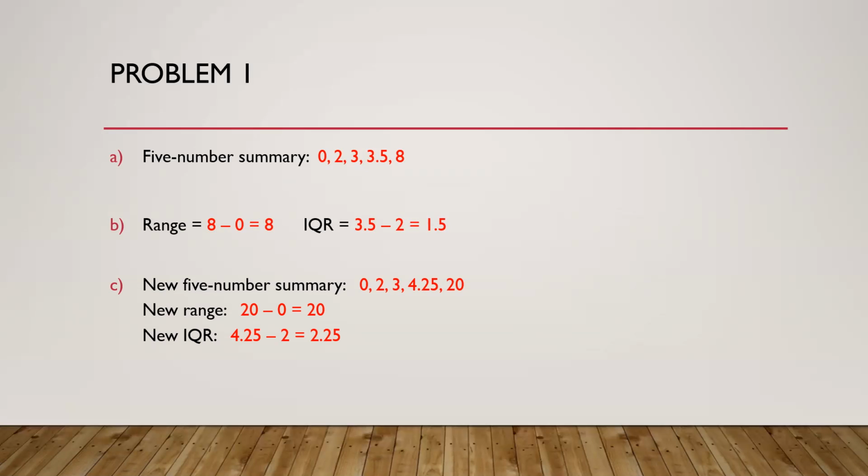The Q1 will still be the median of the lowest 12. That's still 2. But for Q3, the upper 12 are now such that the median would be the average of the 19th and 20th on that list of 25 numbers. So that's an average of 4 and 4.5, which is 4.25. So the new range is 20 minus 0, or 20. The new IQR is 4.25 minus 2, which is 2.25.